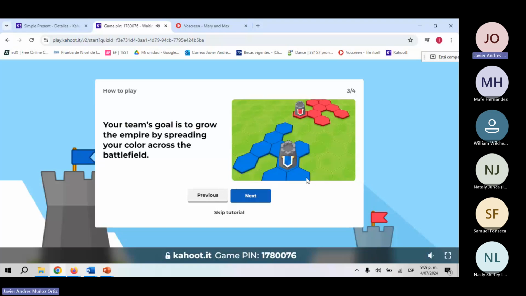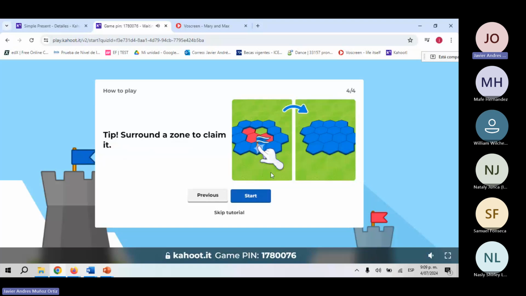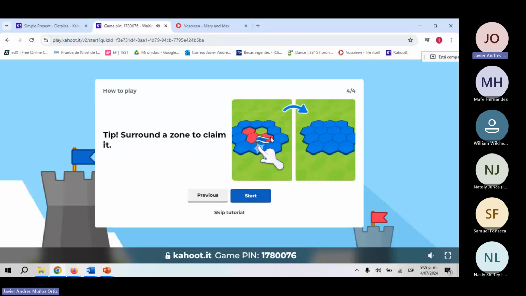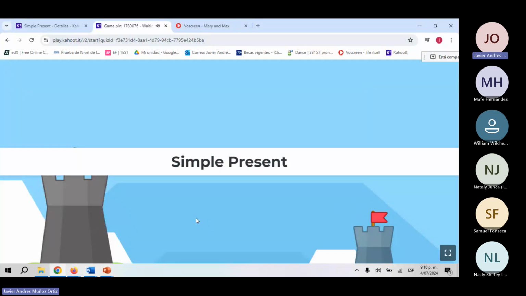What's the objective? The objective is to conquer the territory of your rivals. How do you do that? You can surround the tower of your rival. So if you are the blue team, you have to surround this red tower. Option 1. Option 2 is to place your flags on the territories already conquered by your rival. Okay, that's all you need to do. Good luck. You have 2 minutes.